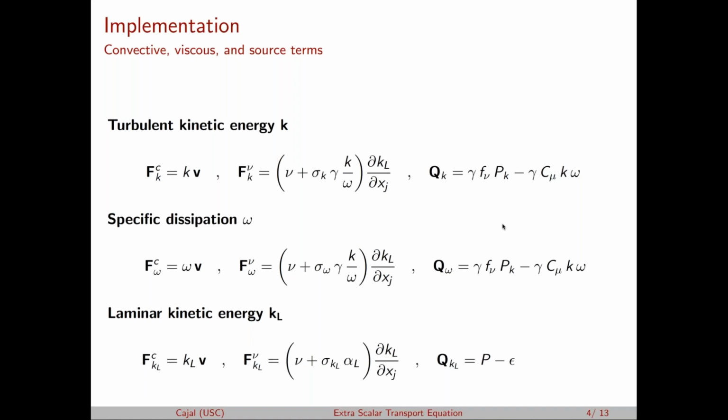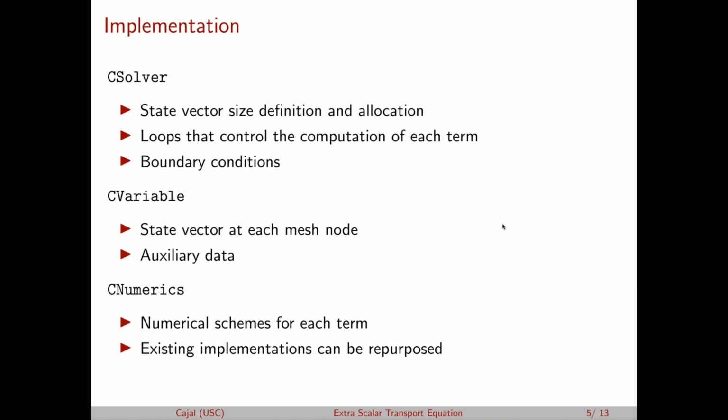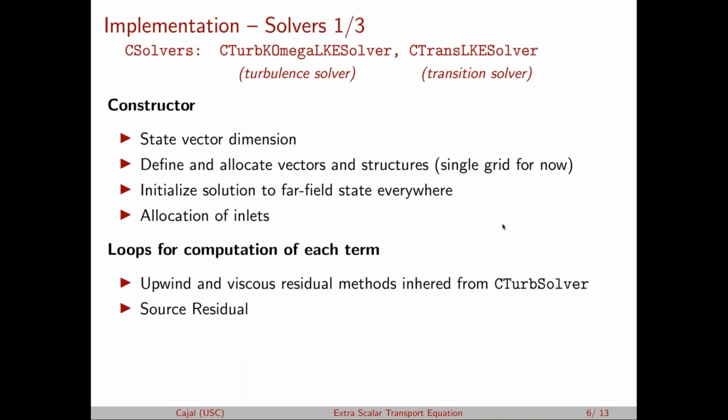Next slide, please. If you're a developer in SU2, you might be familiar with the process of how to treat a new PDE in SU2. The first thing we need to do is to build a new solver class in which the state vector is defined and some allocation is performed, as well as the loops that control the computation of each term, and the boundary conditions are defined. Then a corresponding variable class is created that contains the state vector at each mesh node as well as some auxiliary data, and finally the numerics class. So these are the three main classes that we need to create. But there are some other changes that we also need to include.